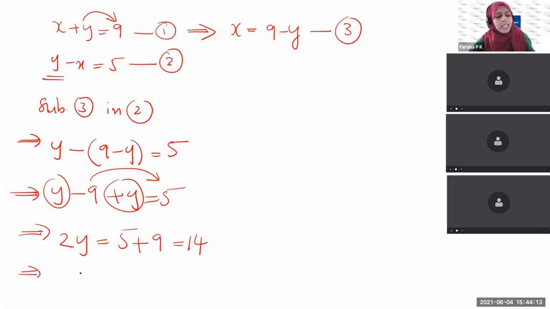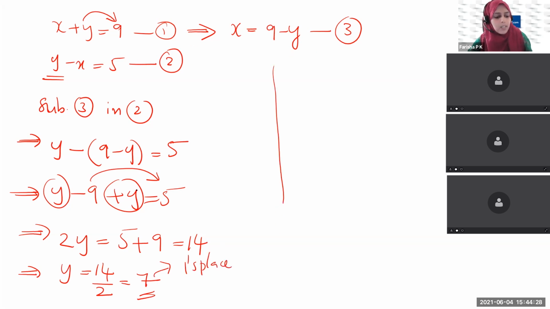Okay, the last line, 2y is equal to 14. This is multiplied by 2, and when it comes to the right side, that will be divided by 2. So the answer is y is equal to 7. So this is my digit in ones place.